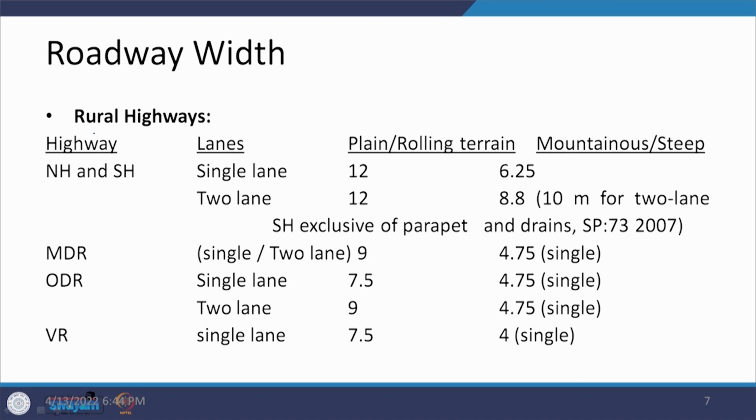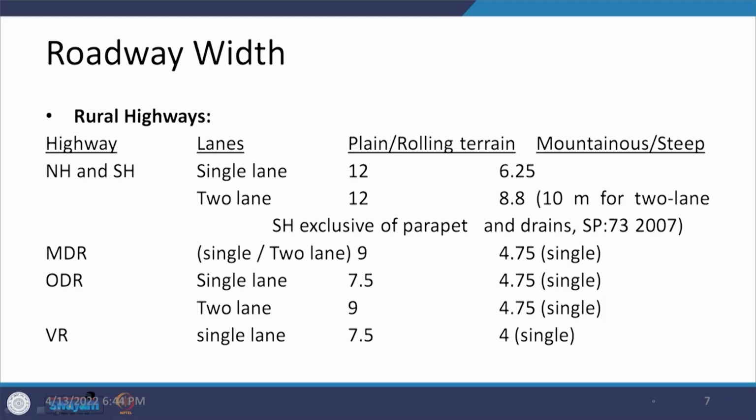What you can see is in the case of national highway and state highway, for plain and rolling terrain, whether it is a single lane or a 2-lane, we should have a 12 meters wide roadway. But when you are in mountainous or steep terrain, then it can be 6.25 meters or 8.8 meters respectively for single lane and 2-lane. But when you are talking about a 2-lane state highway, then on mountainous and steep terrain, it is again defined by SP 73 that we should go for 10 meters width, and this 10 meters is exclusive of the parapet or the drains which are going to be provided, and this is one aspect we have discussed previously too.